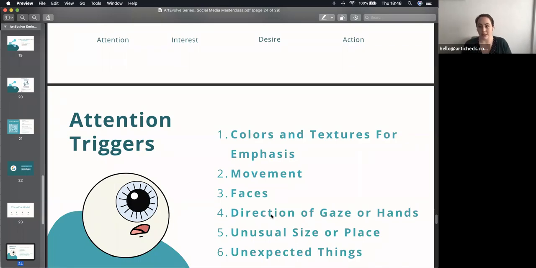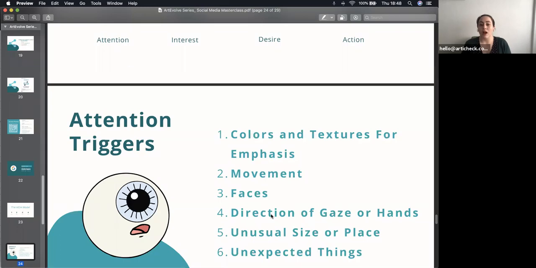Now we have unusual size or place. Unusual size would be if you have a human that's this big, right, standing next to a normal sized painting. It catches our attention because it looks out of place. Same thing with unusual place. When I teach at my university classes, because I'm a professor in digital marketing and communications, I always give them the example that an unusual place would be if you saw me sitting underneath my desk, right? That would not be the normal place for the professor at the front of the classroom.